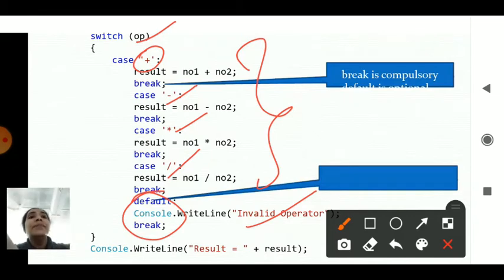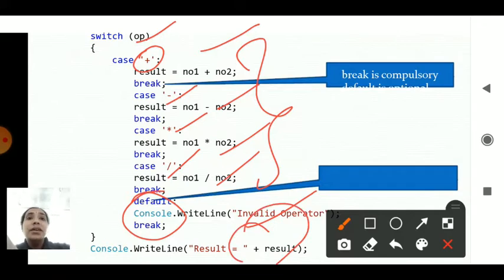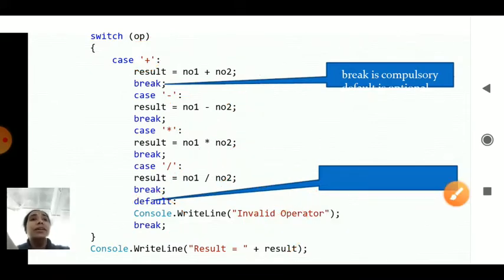So here it adds the two numbers whichever you accept, or does minus or multiplication, or you do the division. It will be calculated and the result will be printed after the switch case. Console.WriteLine result will print that particular result.